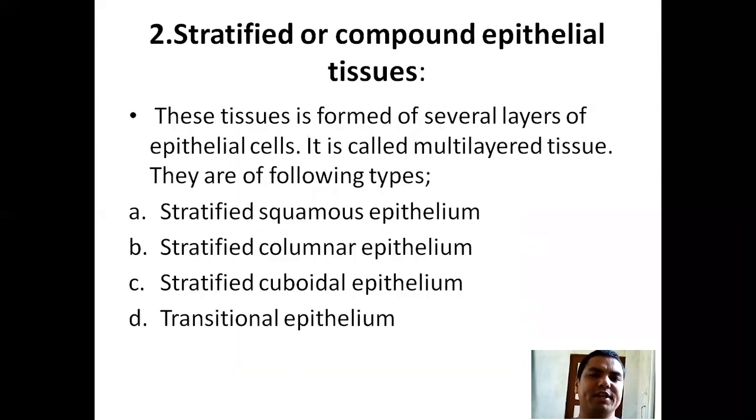Stratified epithelium is the compound epithelial tissue. The next type of epithelial tissue is compound epithelial tissue. This tissue consists of several layers of epithelial cells. There are four types of stratified epithelial tissue: stratified squamous epithelium, stratified columnar epithelium, stratified cuboidal epithelium, and transitional epithelium.